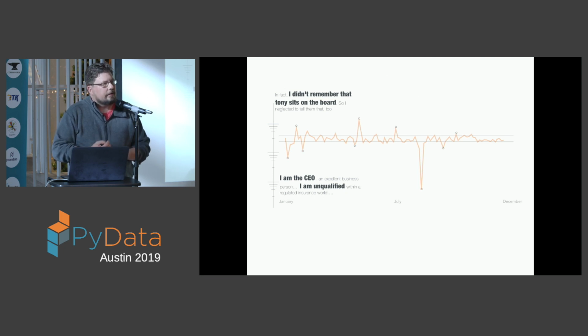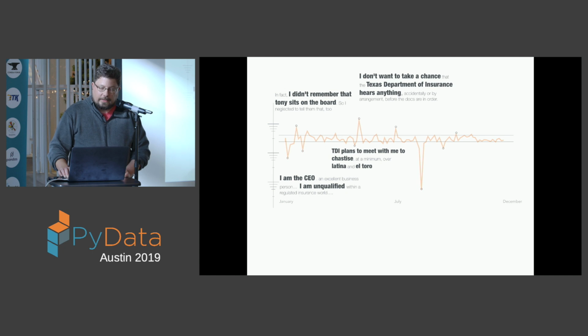Tony turned out later to be a friend of her husband's who was barred from practicing insurance because of previous fraud allegations. "The Texas Department of Insurance plans to meet with me to chastise at a minimum over Latina and El Toro." Those turn out to be trucking companies that were insuring their shipments going across the border, where the shipments were stolen. They were filing fraudulent claims. "I don't want to take a chance that the Texas Department of Insurance hears anything before the docs are in order. The company has so little value left, I want all cash and out ASAP."